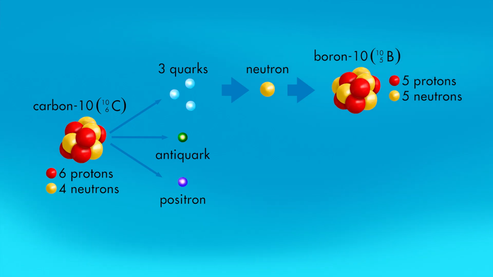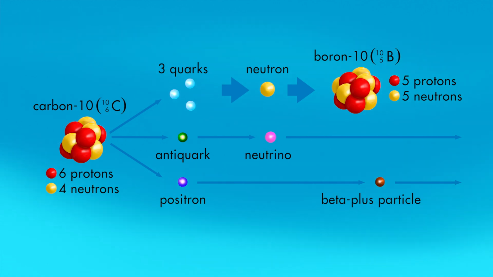The antiquark becomes a neutrino, which continues to move away from the nucleus. The positron that was ejected from the nucleus becomes a high-speed beta particle, called a beta plus particle. The nuclear radiation of a beta plus particle is called beta plus radiation.